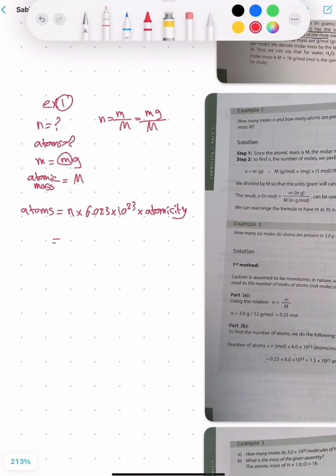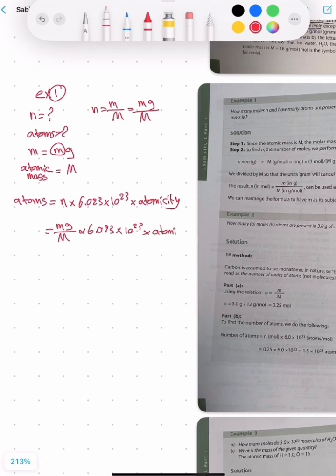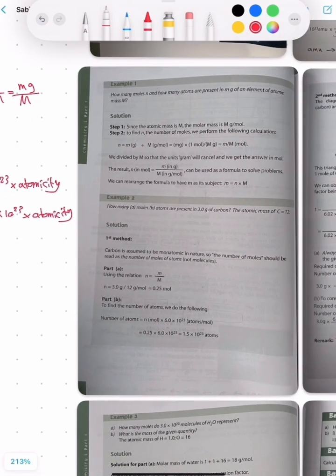So how many moles do you have? It was m grams over m times Avogadro number times atomicity. So you do not have a lot of solving in this example. You can just ignore it. It's not that important. Let's do example number 2.